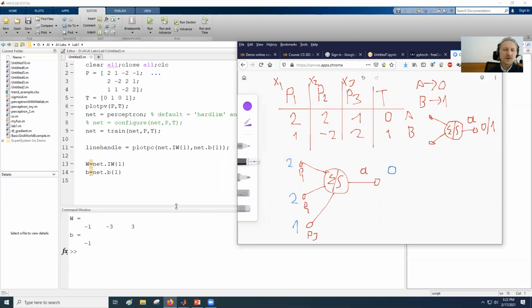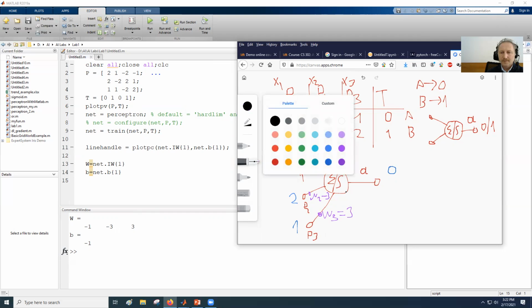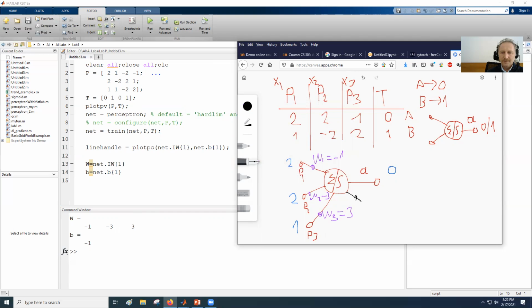And our trained network is telling us that the value of the first weight should be -1. The second one should be -3. The third weight should be equal to 3. And the bias term should be -1.